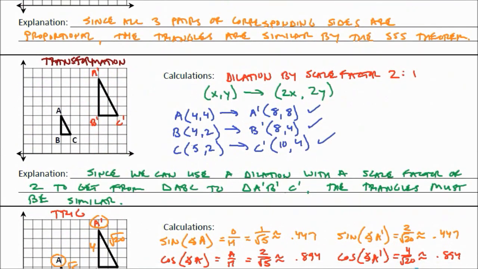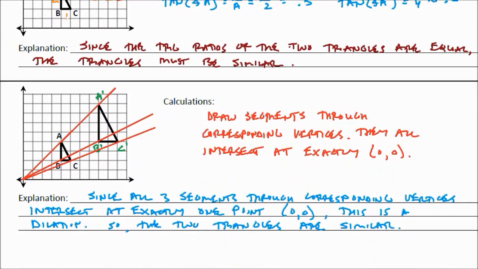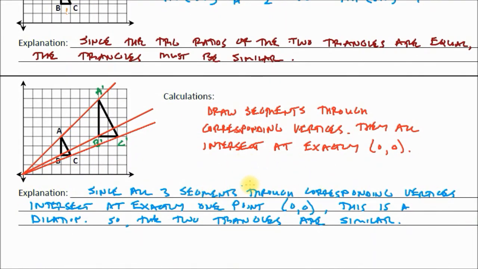So kind of what this does, class, is it actually uses the same reasoning that we were able to do transformations right here. We proved it was a dilation, and therefore we proved they are similar. In this case, we use a little different method to prove it is a dilation, so they are also proven to be similar triangles.